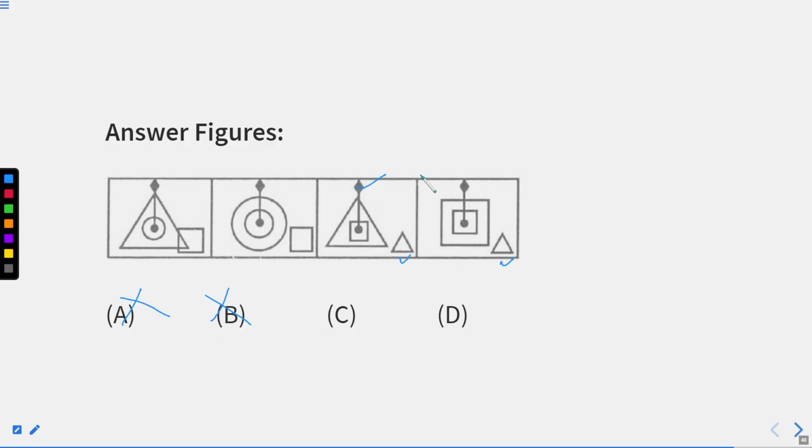We need an arrow facing upward, right? We need two concentric squares or a square inside a triangle. Initially we need it here. This is going to be our answer figure, and if we need another figure, this will be the proceeding figure. But here we need this figure, right?